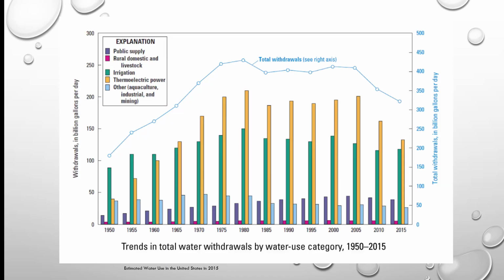So the one thing I want you to take away from this is the irrigation. The green on this chart is irrigation, and that's where a lot of our water is going. And you would think it would be a lot with the rural areas, with livestock, etc., but it really is irrigation.